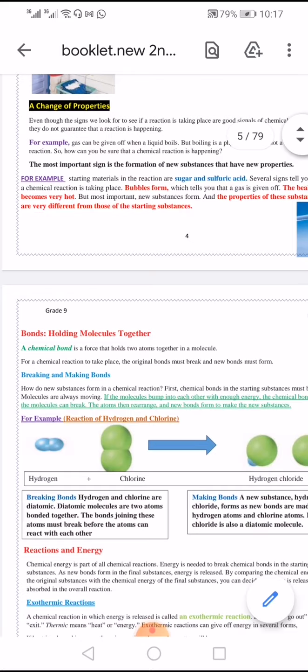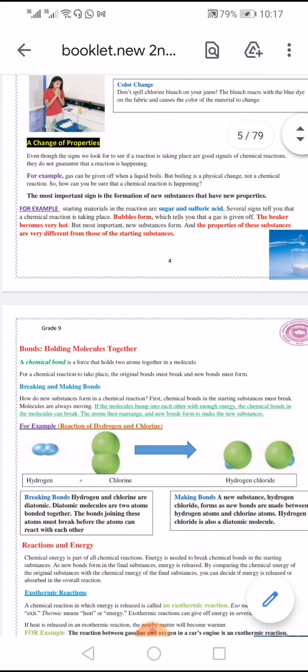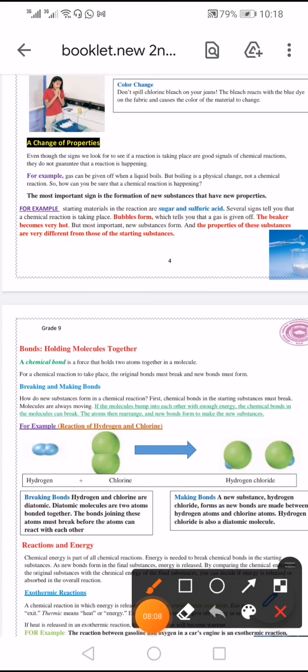First, chemical bonds in the starting substances must break. Molecules are always moving. If the molecules bump into each other with enough energy, the chemical bonds in the molecules can break. The atoms then rearrange and new bonds form to make a new substance. What happens during a chemical reaction? To form a new substance, the reaction must break a bond and make a new bond.